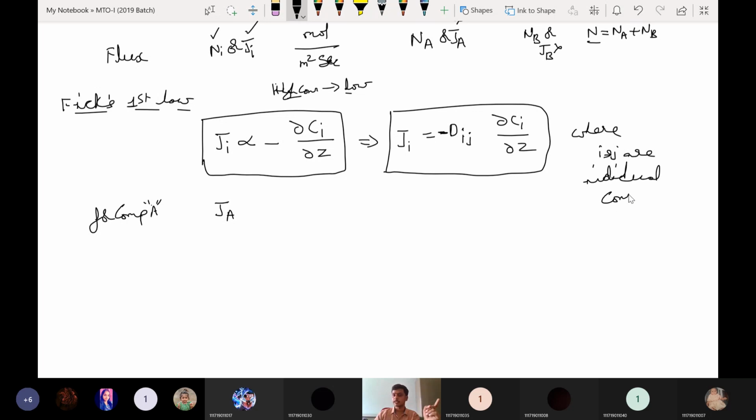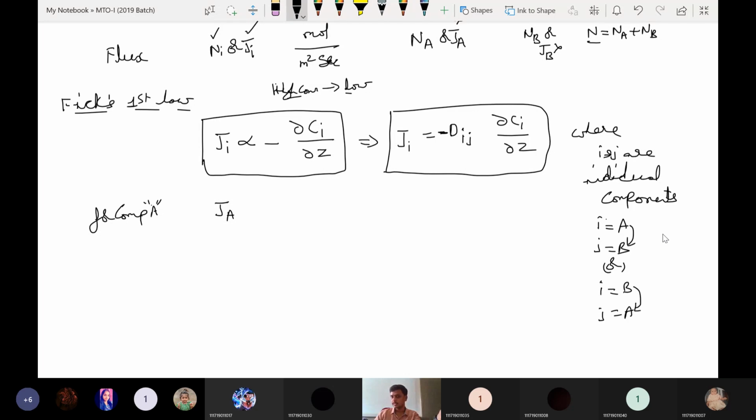Individual components. I will take I as A and J as B. When mass is transforming from A to B, we can write I is equal to A, then J is equal to B. When mass is transforming from B to A, then we can write I is equal to B, J is equal to A. So this is nothing but this one. From this to this, the mass is getting transformed.